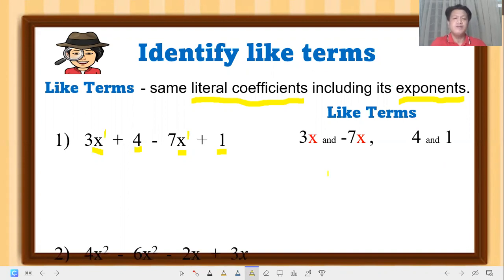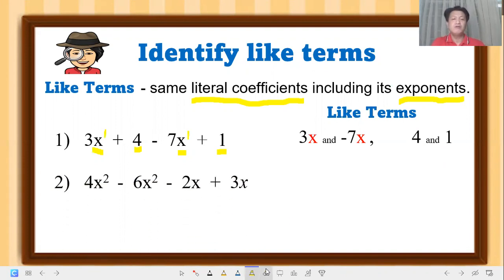Okay, so another we have number 2. How about this one? So we have 4x squared minus 6x squared minus 2x plus 3x. So titignan natin lagi yung definition, like terms. Di ba kailangan parehas ang kanilang literal coefficient. Ito yon. Yung meron silang 4x squared, they have x squared, dito rin ay x squared. So meaning to say, yan po yung like terms natin. So meaning to say that is 4x squared and negative 6x squared.